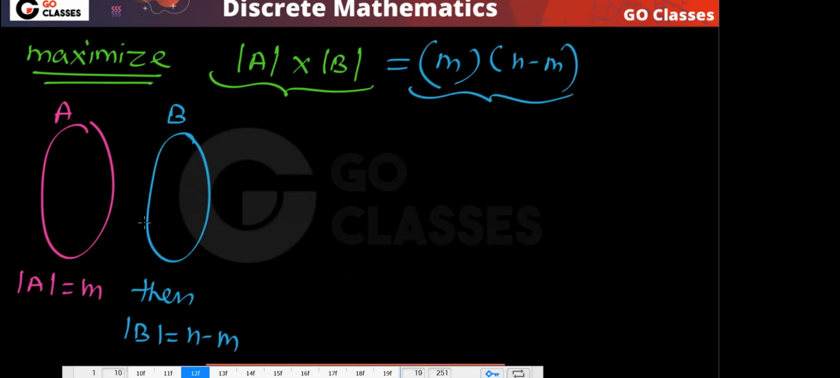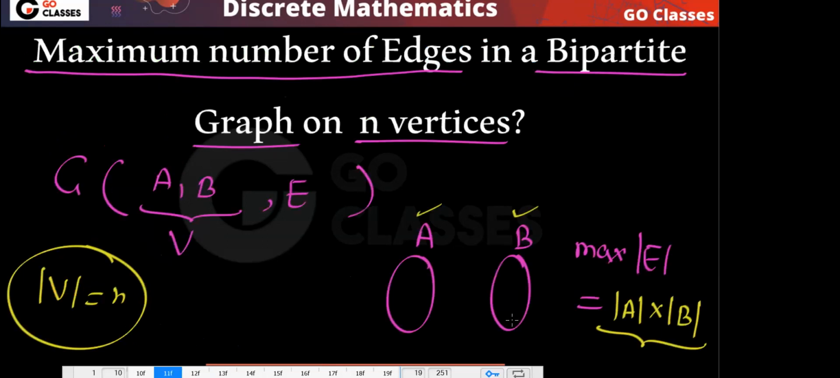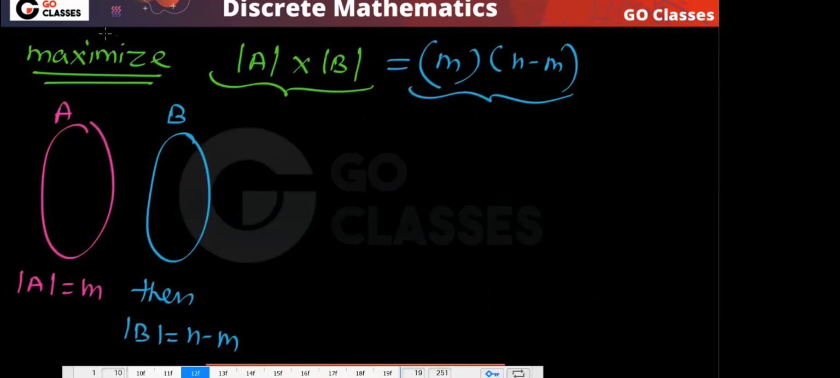Is this clear? I am going very slowly, step by step. This parameter we want to maximize. We don't know how many vertices there are in A or in B, but we want to maximize. We know that the maximum number of edges will be this. Finally, what we want to maximize is this value. Our target is to maximize.